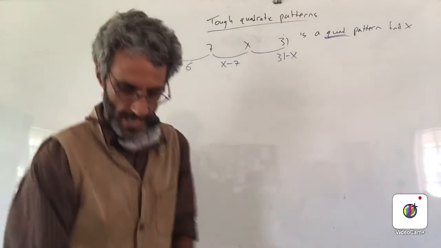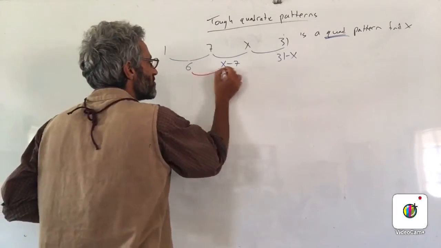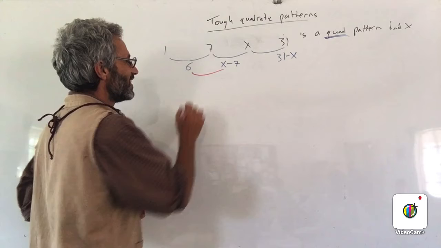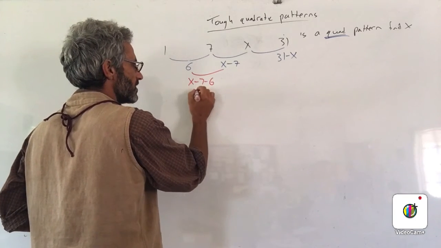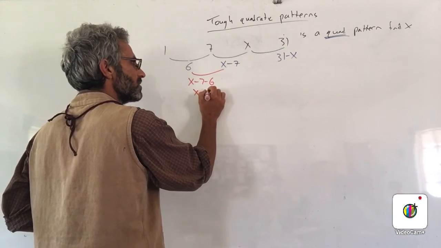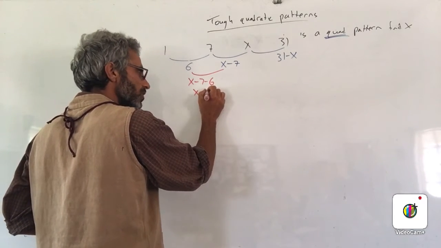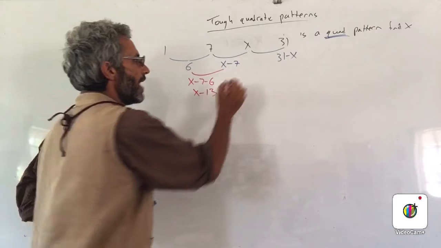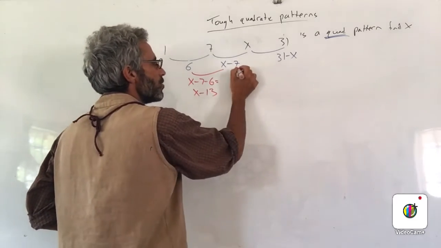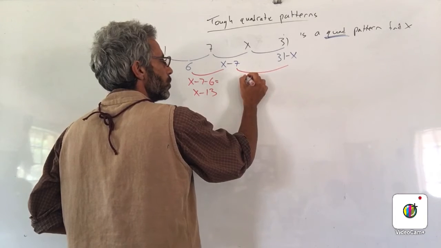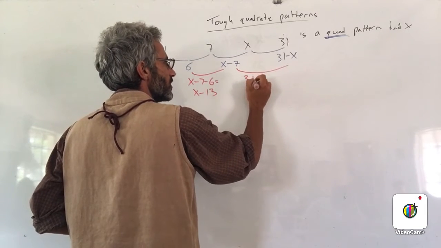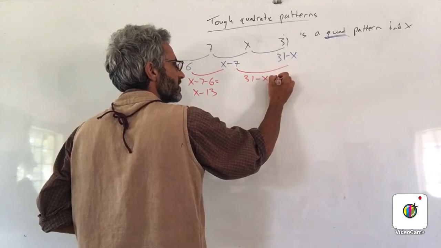So now we'll use another color. What is the difference between these ones? X minus 7 minus 6, which is X minus 13. I'll write it down like that, equal. And this is a little bit more tricky. What should I write? 31 minus X, minus, X minus 7.